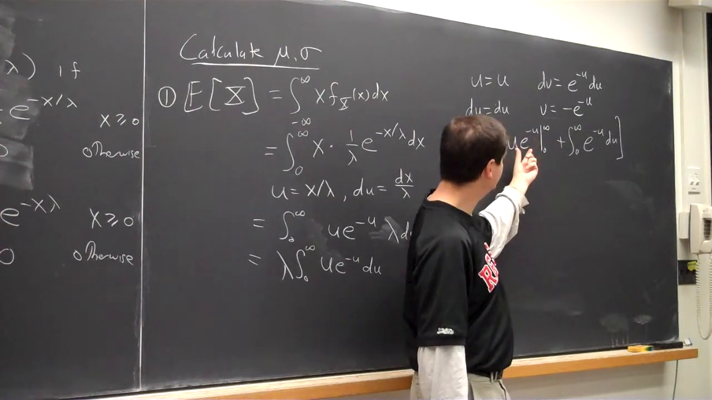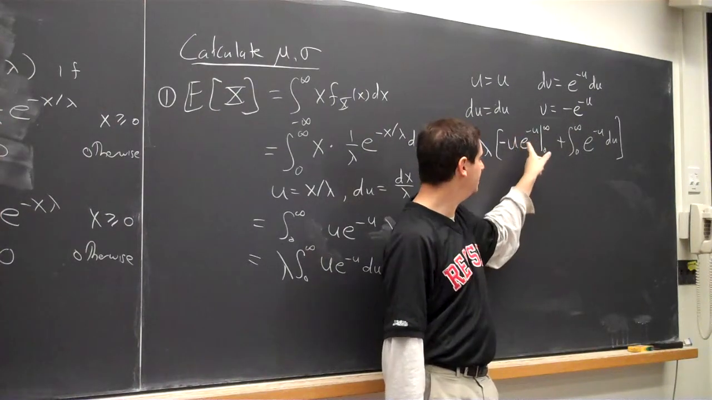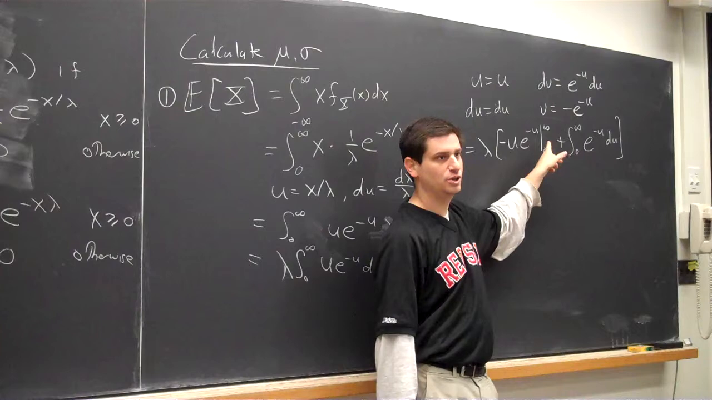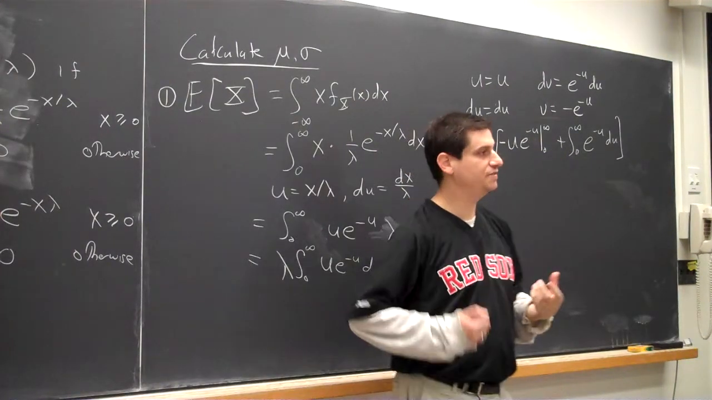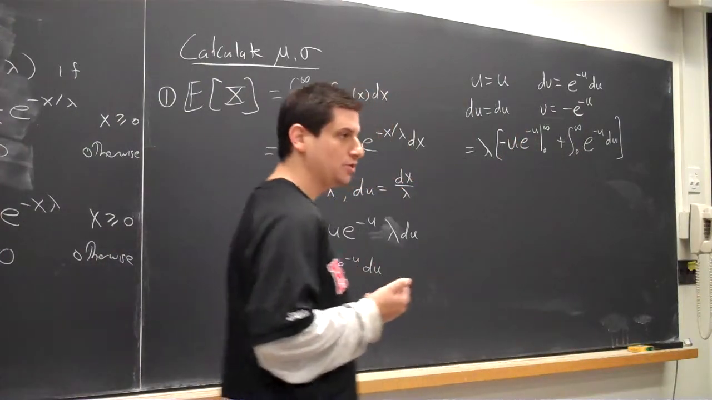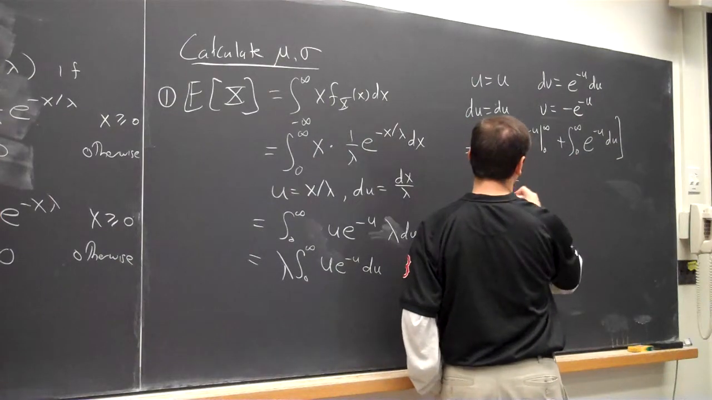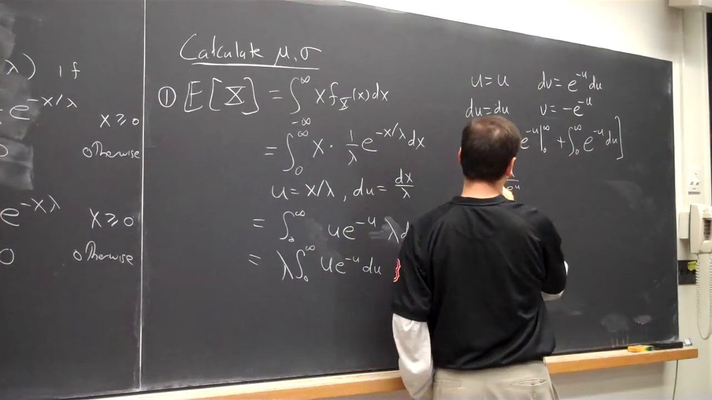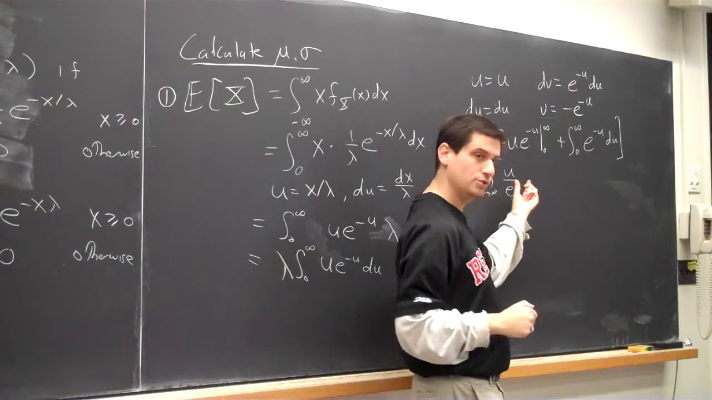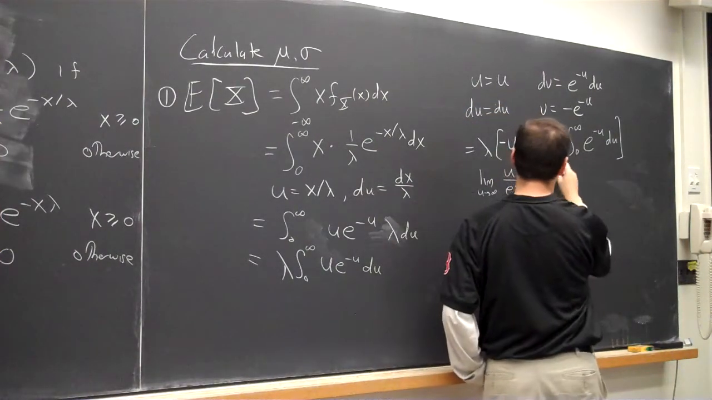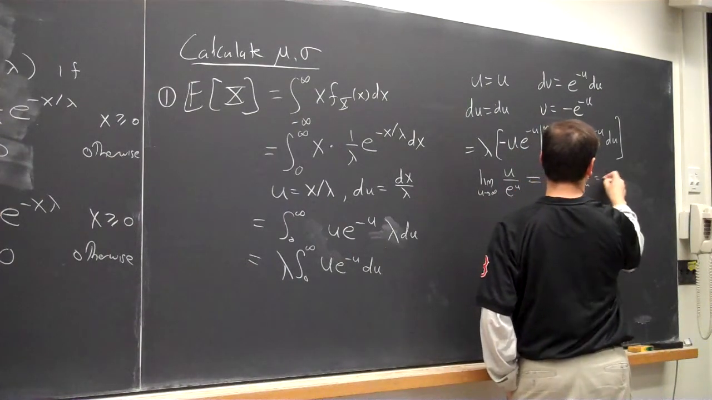Now we have to evaluate this at 0 and infinity. At 0, it's clearly 0. At infinity, we have infinity times e to the negative infinity. Which wins? Infinity or e to the negative infinity? E to the negative infinity. You can do that either using L'Hopital's rule, or you could do a Taylor series expansion. So u over e to the u, you take the limit as u goes to infinity. I can use L'Hopital's rule, and then that would be the same as the limit as u goes to infinity of 1 over e to the u, which will be 0.